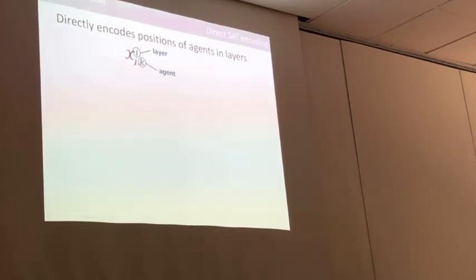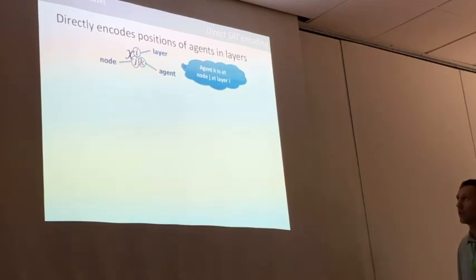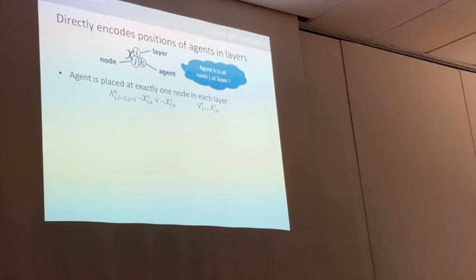It's K. The agent K at layer I is at node J. Then this variable will be true. So for each agent, we will have a lot of these variables describing positions of the agent at each layer. Right. So the agent K is at node J at layer I. And now we can express the same constraints as before.